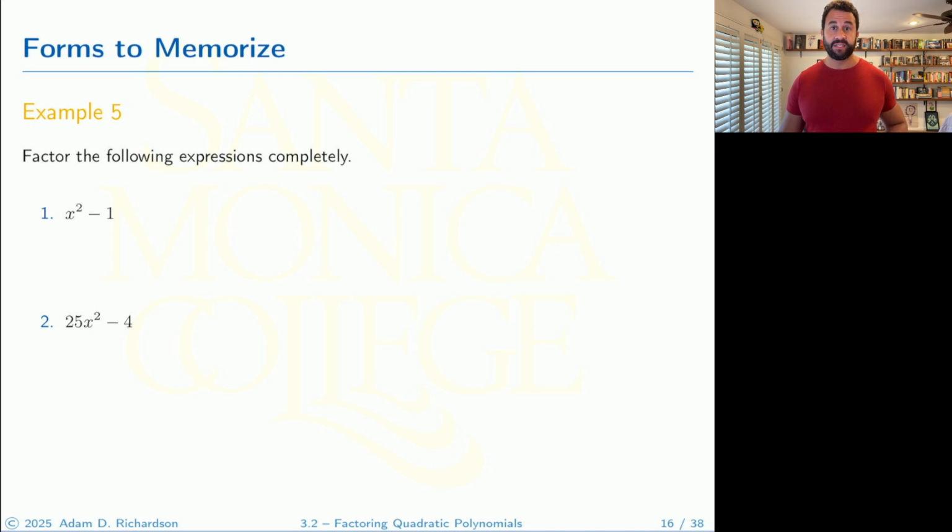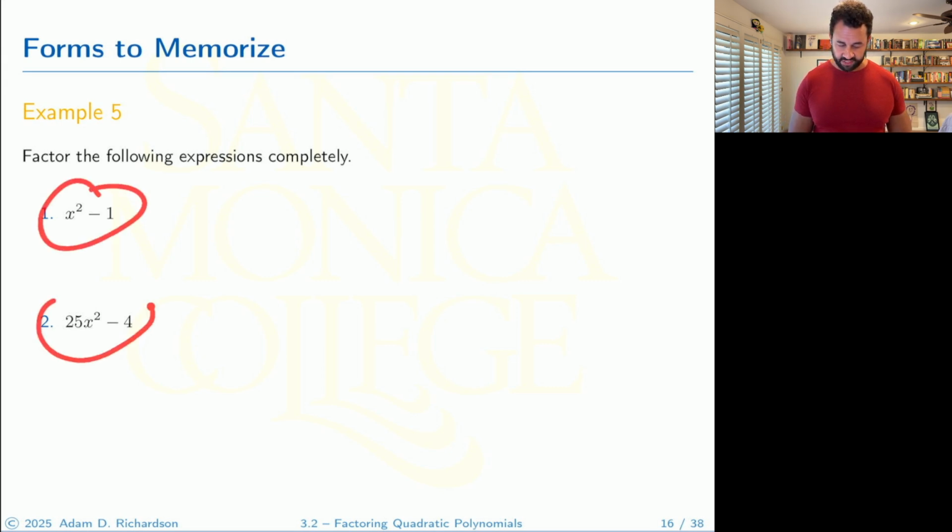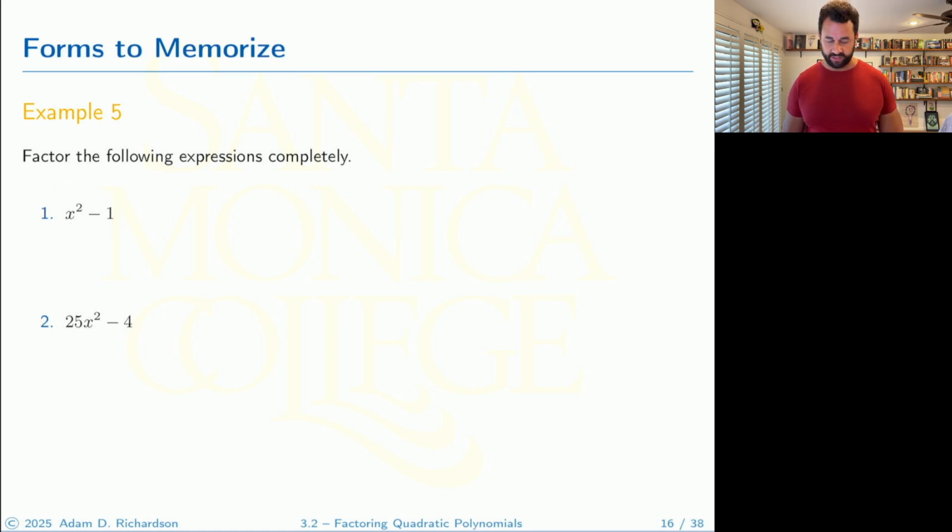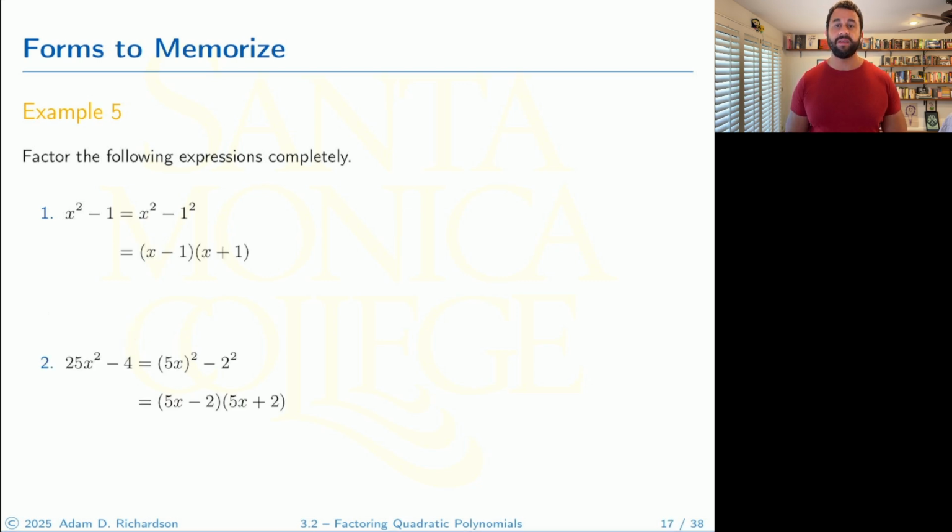Now let's do it together. This type of structure is something you want to be able to recognize instantly. So start training your brain now. These are both differences of squares. This is x squared minus 1 squared. This is 5x squared minus 2 squared. So they factor immediately by the difference of squares formula. x minus 1 times x plus 1. This one is 5x minus 2 times 5x plus 2, just like that. All right, difference of squares.